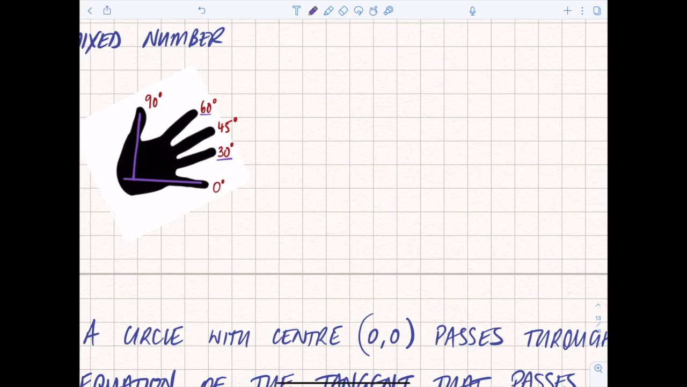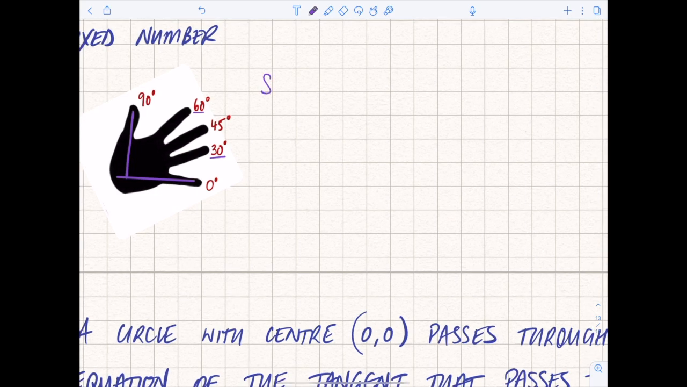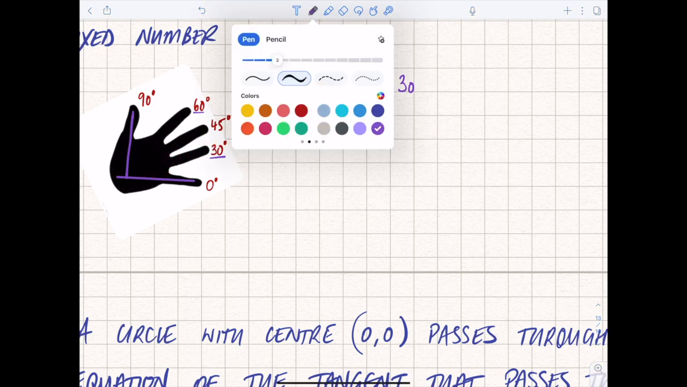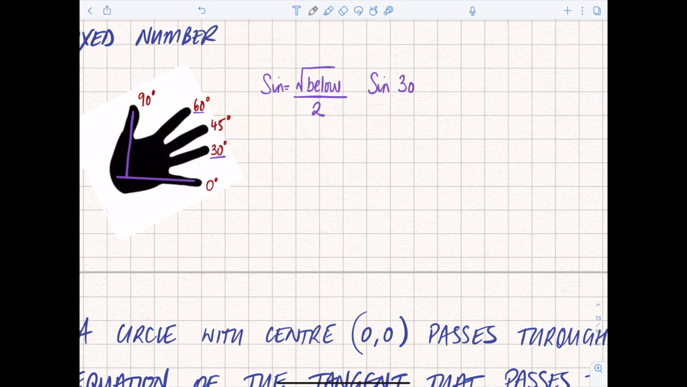Now, next thing to remember is when you're asked about sin, okay, to find the value of sin, it's the square root of however many fingers you have below the number over 2, okay? Let me give you an example. So if it was sin 30, you put this finger down. So effectively, what you're doing is getting rid of this finger. So sin 30, we're getting rid of that.